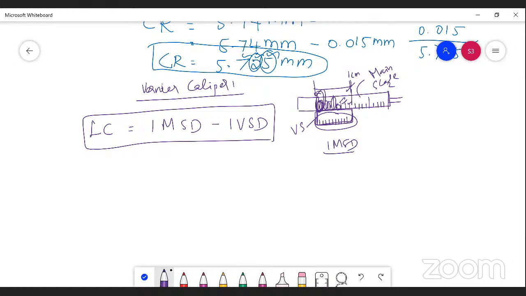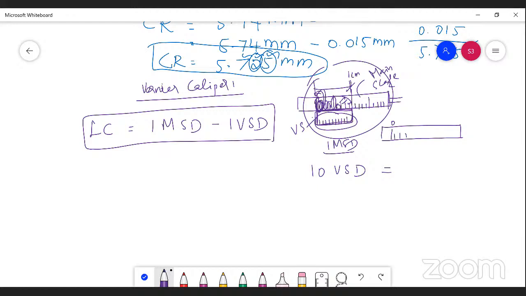Least count is equal to 1 main scale division minus 1 vernier scale division. This is very, very important. The vernier scale, which is equal to 9 divisions of main scale. See this, 95% of scales are recorded in this one.